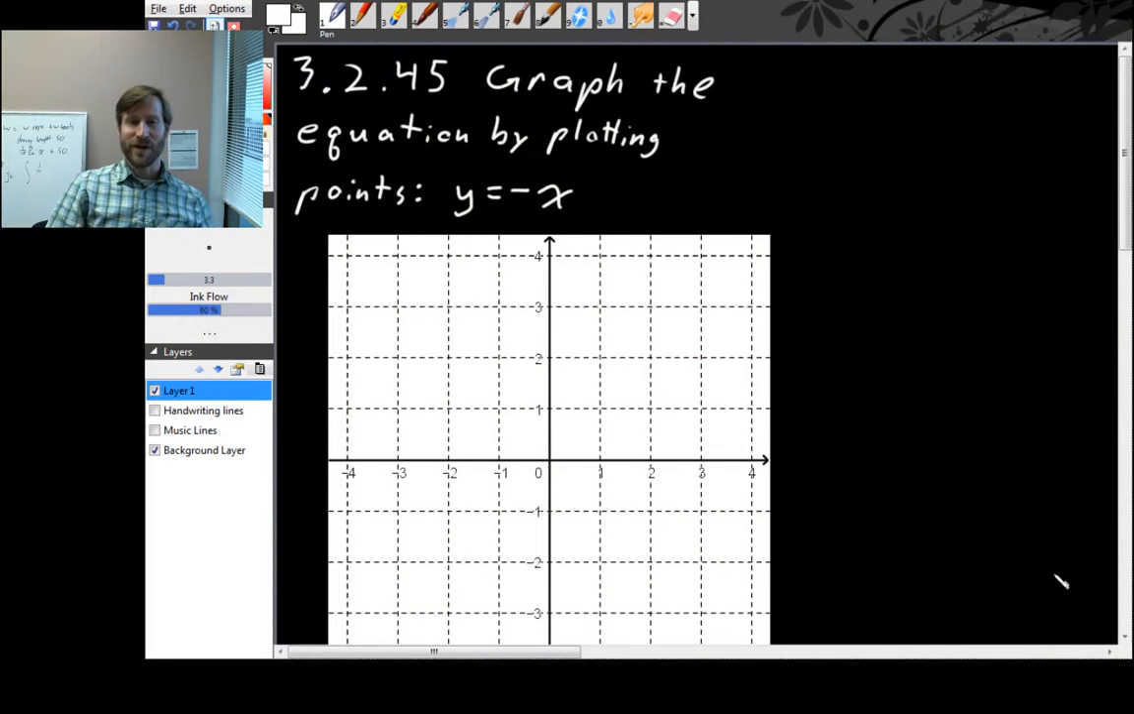Here's a solution to problem 3.2.45 from Rockswold's algebra. So the problem is to graph this equation, y equals negative x, just by plotting points.